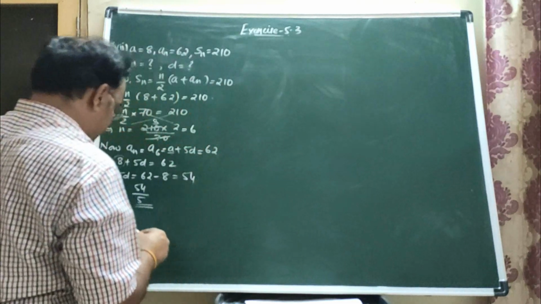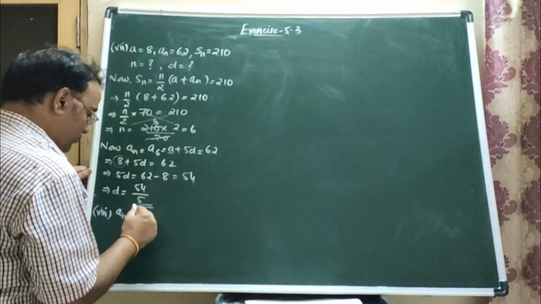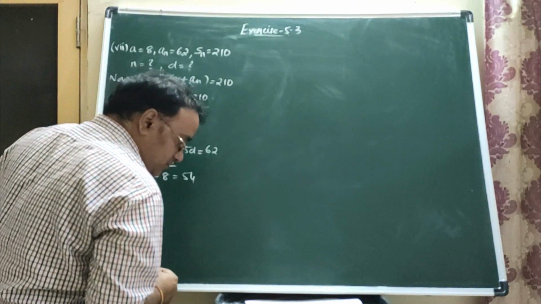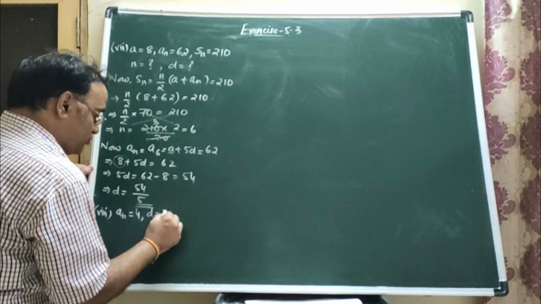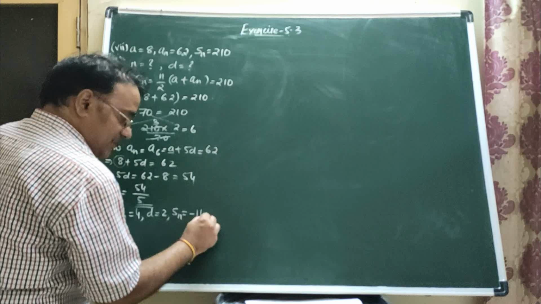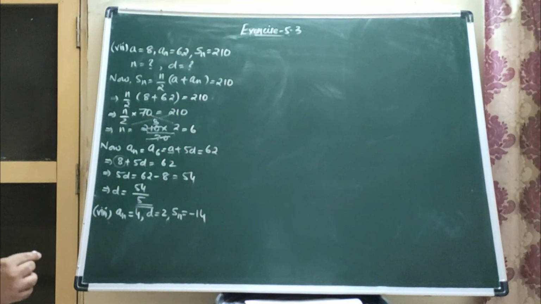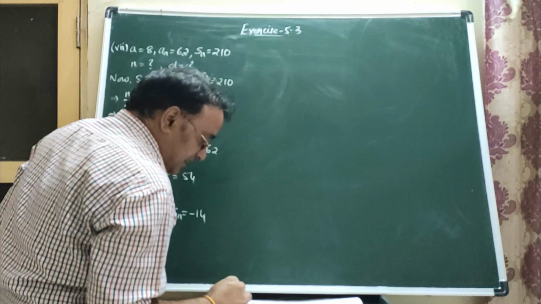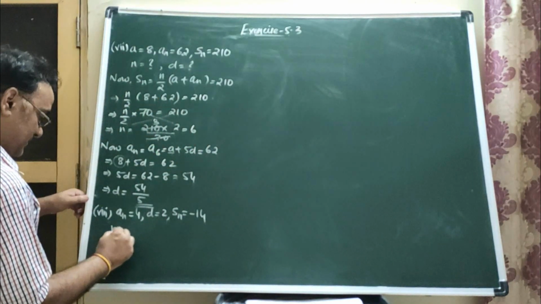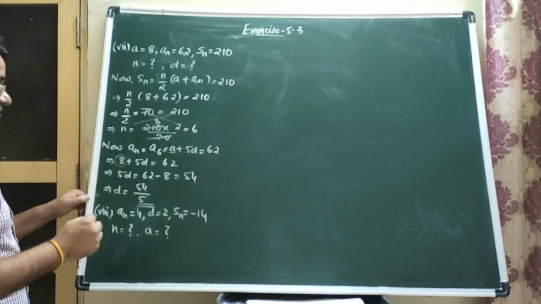8th bit है an is equals to 4, d is equals to 2, and Sn is equals to minus 14. Right. Okay. So now what we have to find? We have to find n and a. यहाँ पे n निकालना है और हम लोग को a भी निकालना है. Okay.